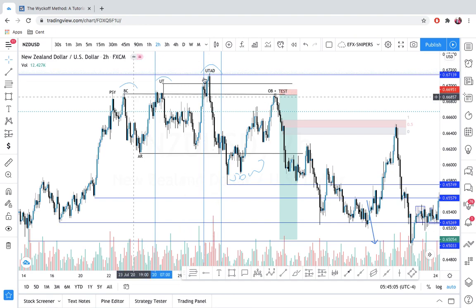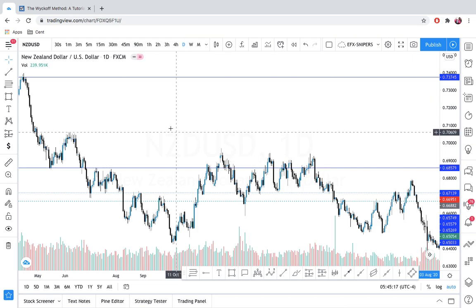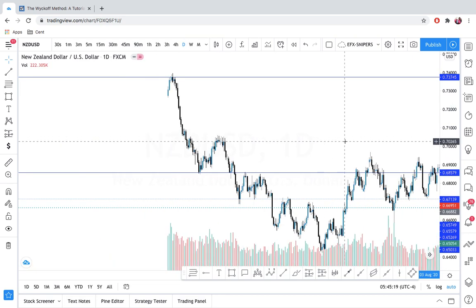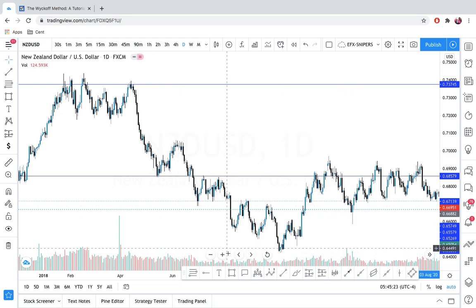As long as I've got these three, I know the last one here is where we have the upthrust after distribution. Why do you have this upthrust after distribution? Because if you go to the daily time frame, then you understand that. What is that level? Let me zoom in again.